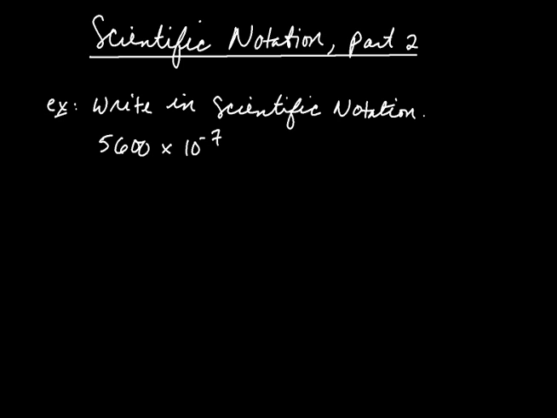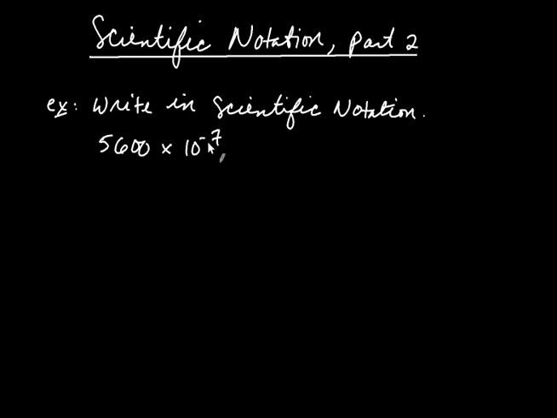Let's continue our discussion of scientific notation in Scientific Notation Part 2. All right, for example, we're asked to write in scientific notation, and we have the number 5,600 times 10 to the negative 7th. Now, you might say, wait a minute, that number's already in scientific notation. That's not true, and the reason it's not true is because, remember, two things have to be true. The first number has to be a number between 1 and 10, which it isn't, and the second number has to be 10 to the something.